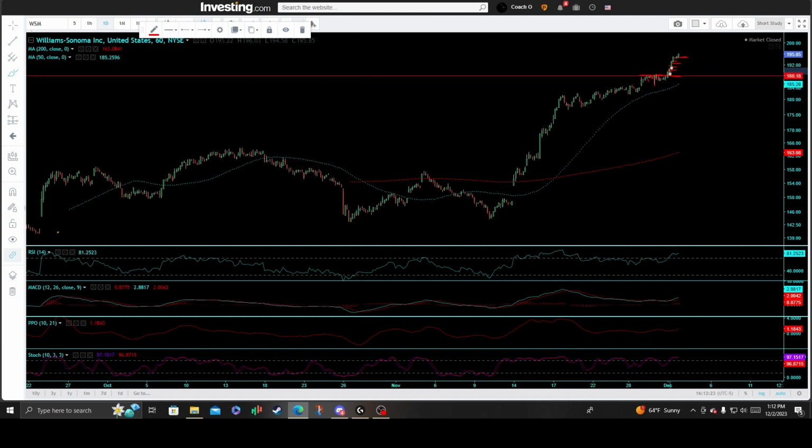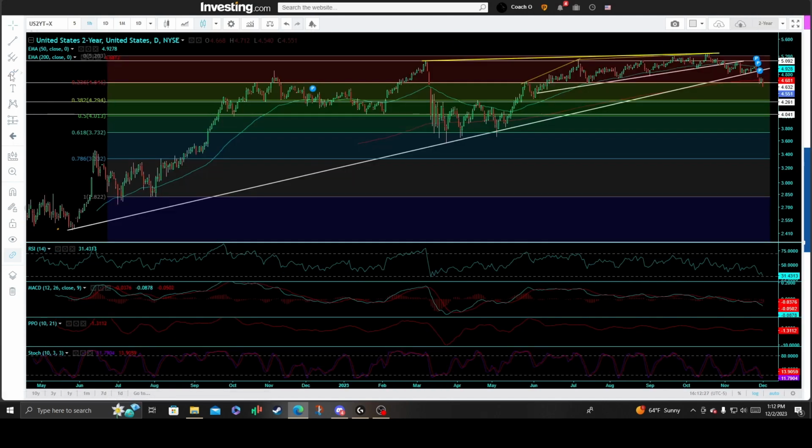Deep diving into the US 2-year off the daily interval, and we have completely taken out this primary big reactionary uptrend line off the 2022 May reactionary lows, and that has been additionally taken out.